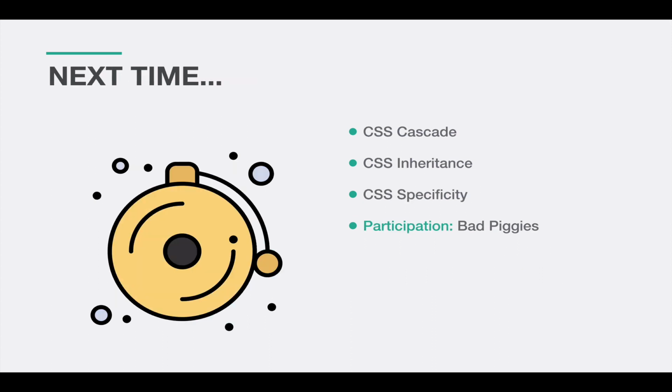What we're going to be learning about next week is CSS cascade, inheritance, and specificity. We'll have a participation exercise to work on in class, Bad Piggies. So that's what we're covering next time. If you have completed your assignment or you feel confident you can complete it tonight, you are welcome to go. If you're struggling and you need help, please stick around and I'll come around and help you.